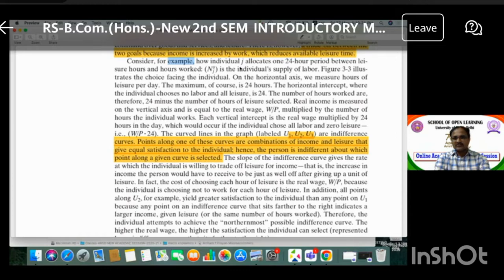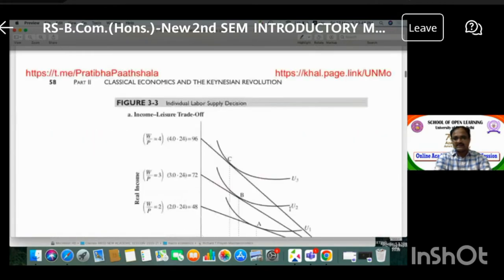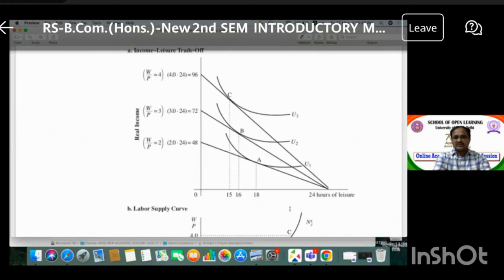Suppose, for example, an individual J allocates a 24-hour period between leisure hours and working hours. N means homogeneous labor, and S means supply, the homogeneous supply of labor at the jth firm. J means there is an institution or organization, whatever you want to call it, and individual supply of labor. Figure 3.3: there is a figure here, you can look at it, and now you can understand easily. Okay, so this is the figure.